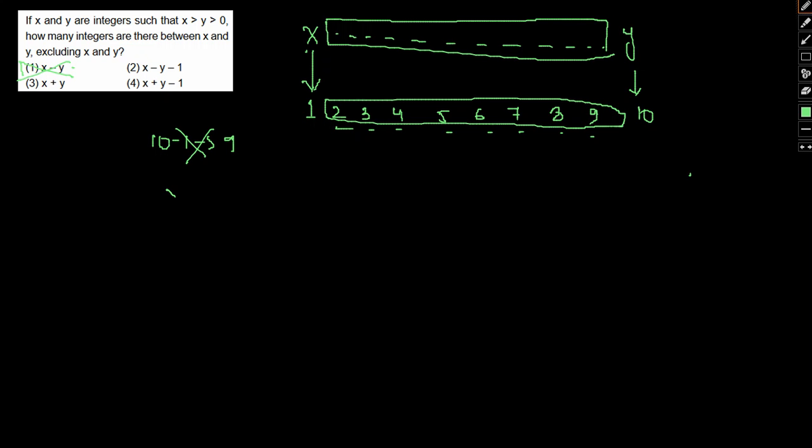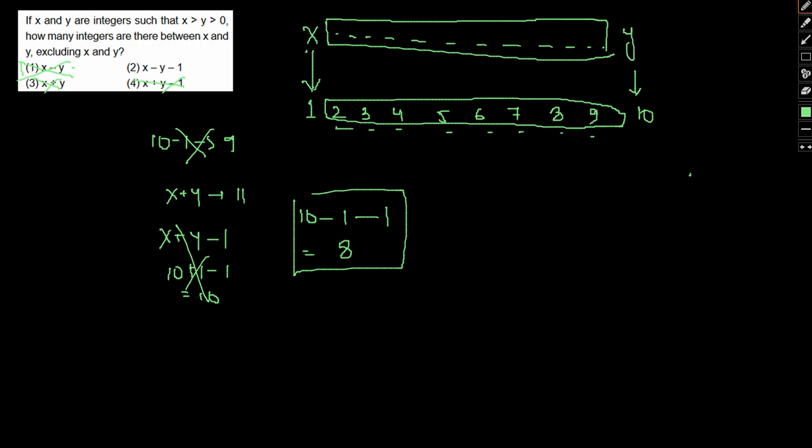Option 3, if we go x plus y, it comes out to be 11 in this regard, again a wrong answer. Option 4, x plus y minus 1, that is 10 plus 1 minus 1, 10, again a wrong answer because we need 8, so this is also wrong. Finally option 2, if we check, 10 minus 1 minus 1, that is 8. Yes, so this is satisfied, so option 2 will be our correct answer.